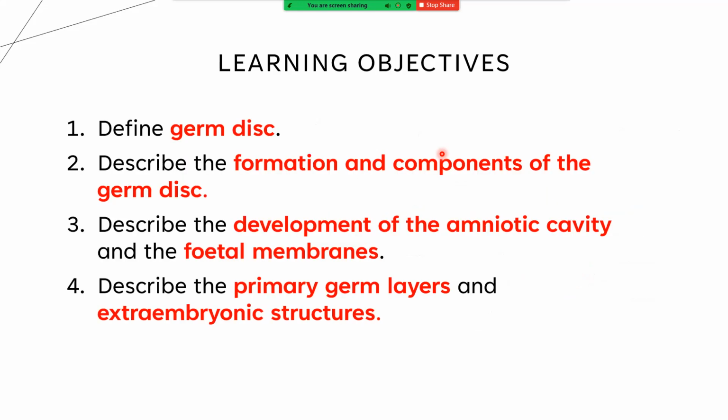Okay, this lecture carries many learning objectives. It's not only 4. Okay, let's go one by one. In this lecture you will be learning what the germ disks are, how many germ disks are present, the formation and components of the germ disk, development of the amniotic cavity and fetal membranes, primary germ layers and extra-embryonic structures.